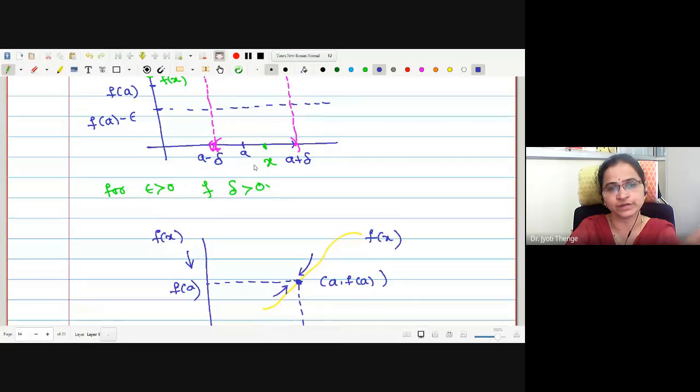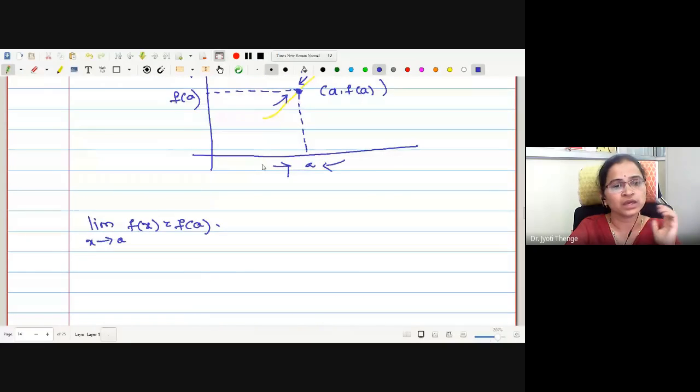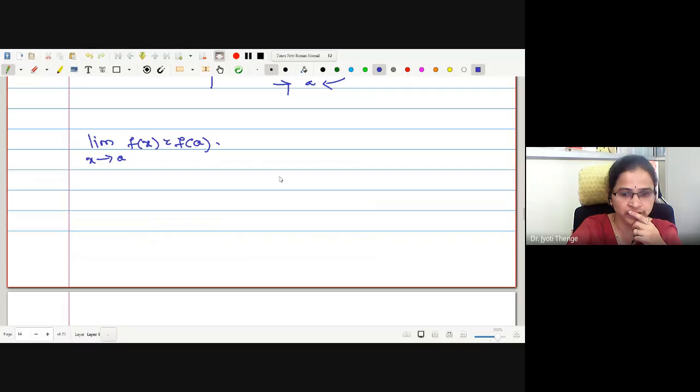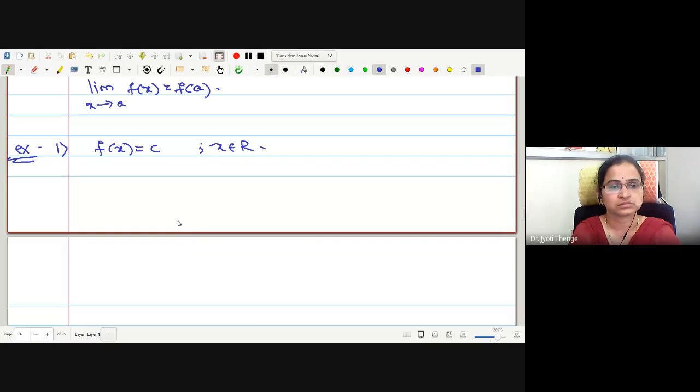So that we can find out a delta for every epsilon. Because we want to check the condition whether the constant function is continuous for x belongs to real numbers. Whether this function is continuous?